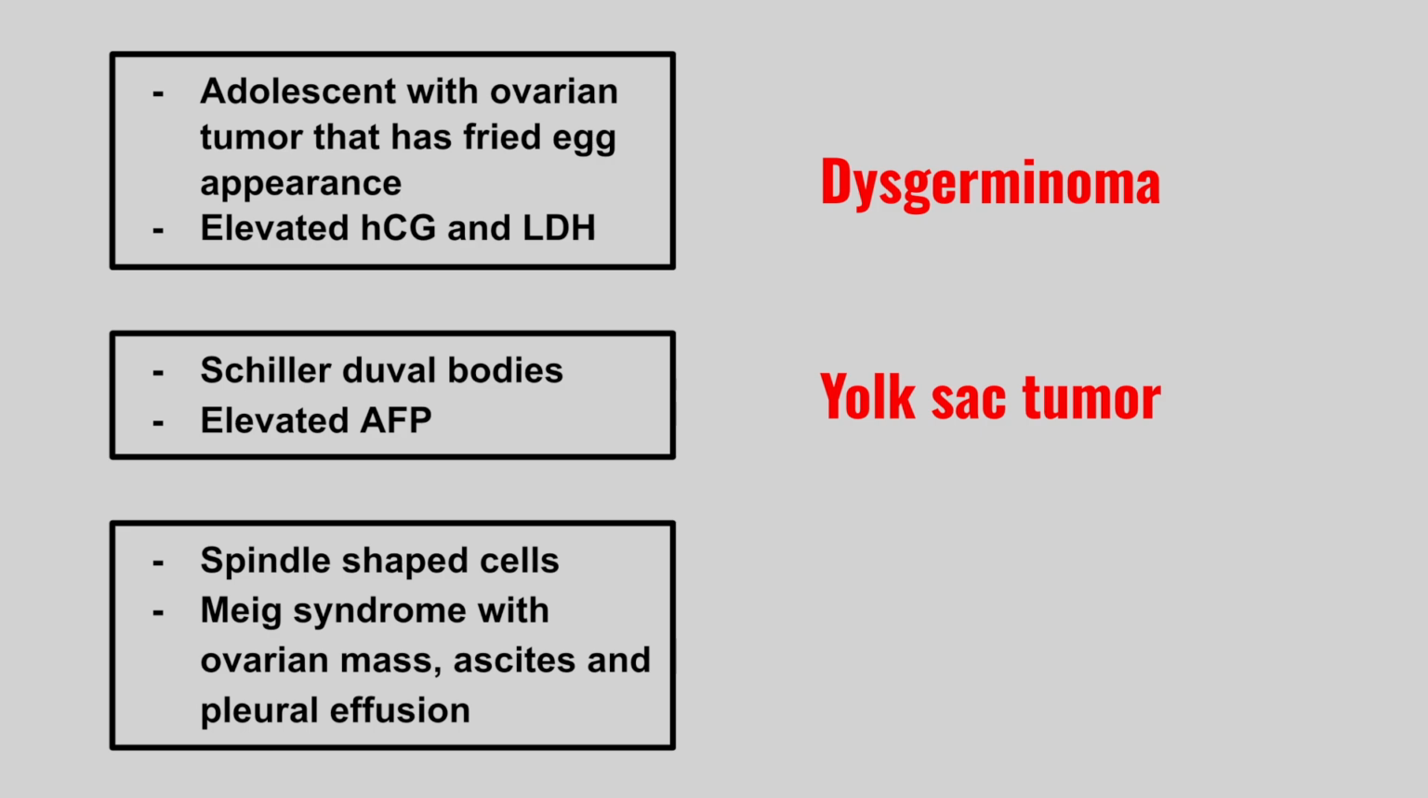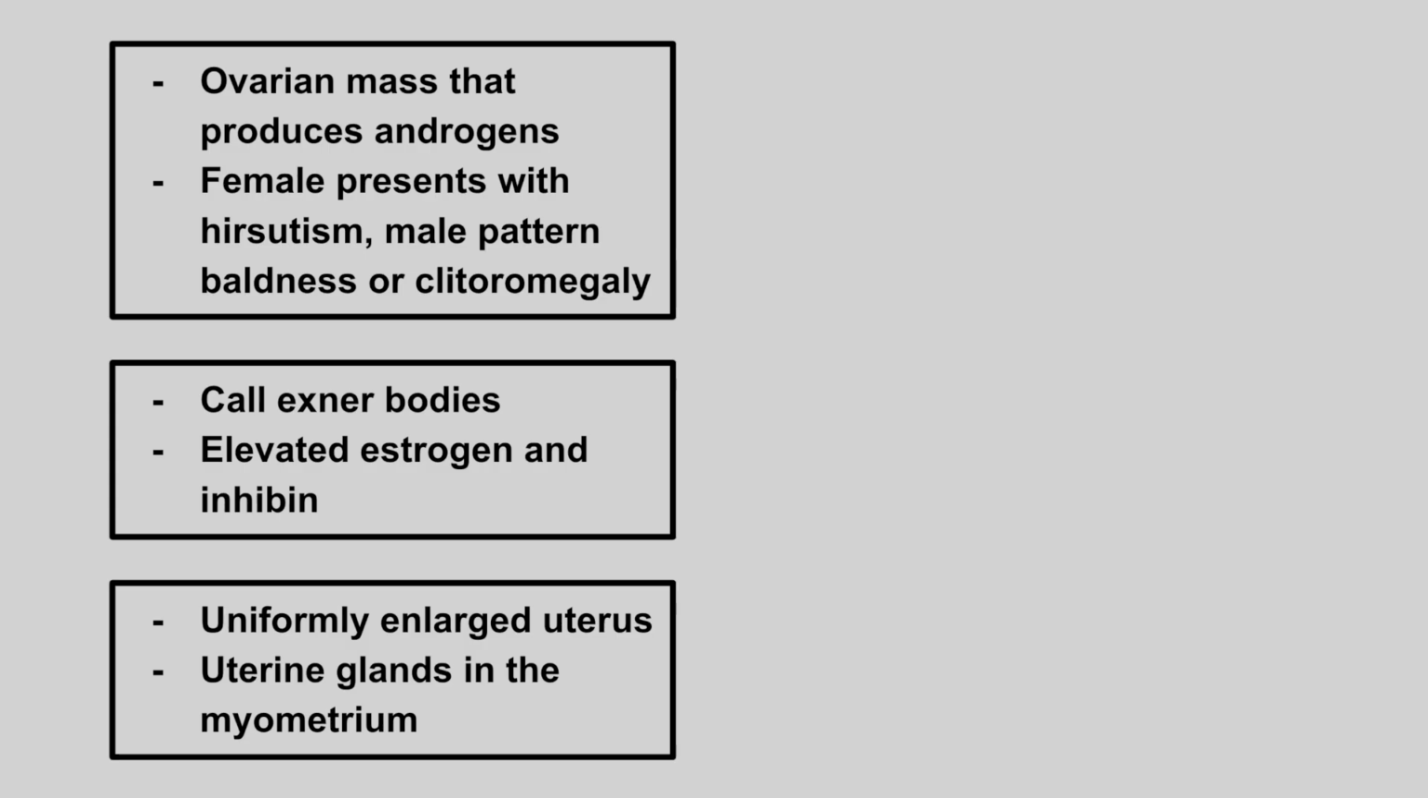Next, we have a tumor that has spindle-shaped cells. It can be associated with Meigs syndrome, where along with the ovarian mass, you have ascites and a pleural effusion. This is a fibroma. Next, we have an ovarian mass that produces androgens, and females can present with hirsutism, male pattern baldness, or clitoromegaly. So this is a Sertoli-Leydig cell tumor, and all this virilization happens because of the androgen production by the tumor.